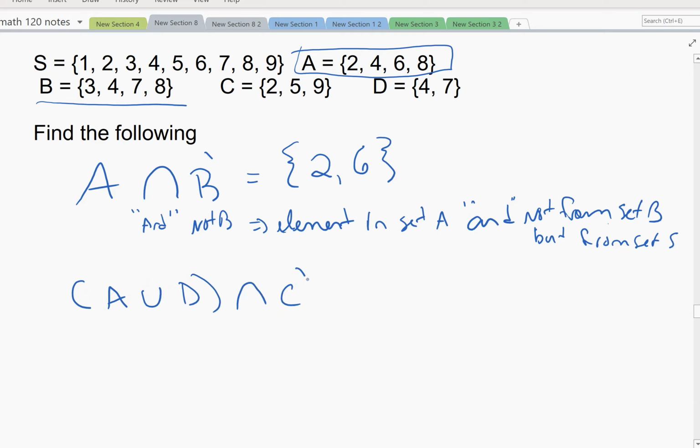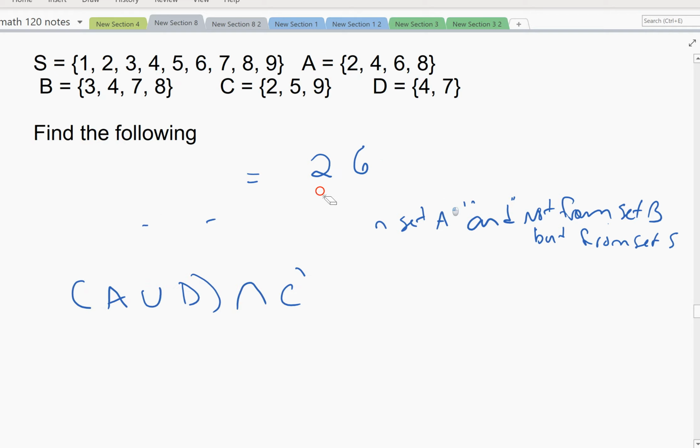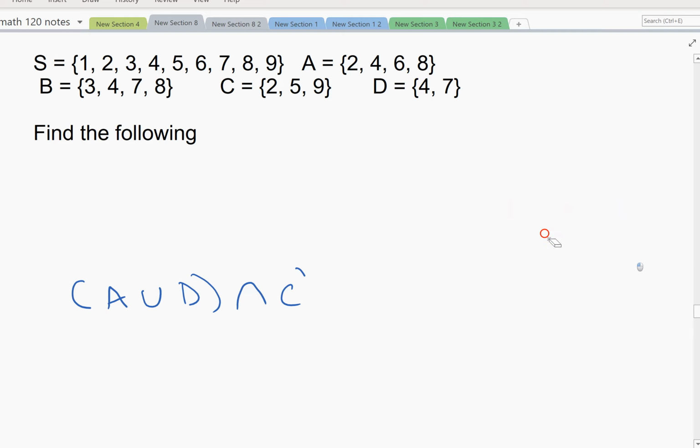Alright, so this one has 3 symbols and a grouping symbol. Grouping symbols work the same way with sets as they do with numbers. Order of operations still applies. I have to do what's inside the group first and then what's outside the group. So first, inside my group is set A or set D.